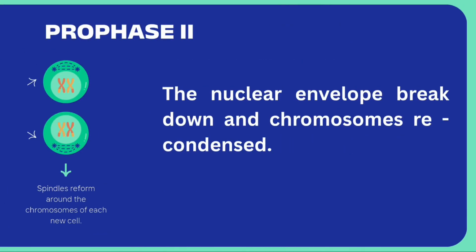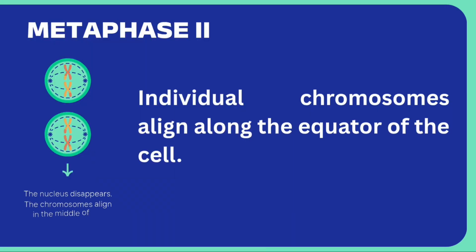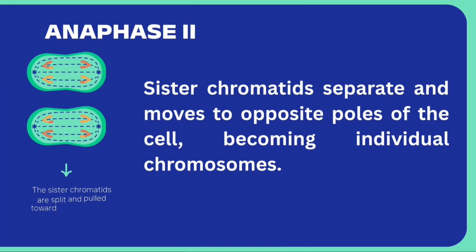Also, meiosis has a second part. It has prophase 2, where the nuclear envelope breaks down and chromosomes recondense. It also has metaphase 2, where individual chromosomes align along the equator of the cell. Also, we have anaphase 2, where sister chromatids separate and move to opposite poles of the cell, becoming individual chromosomes.